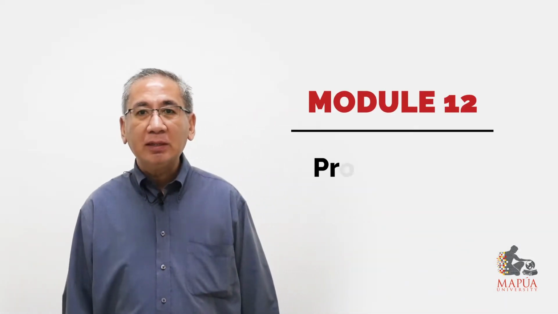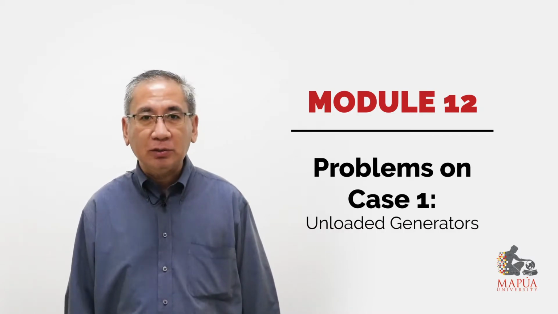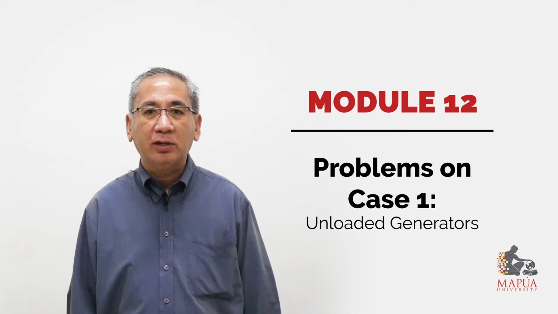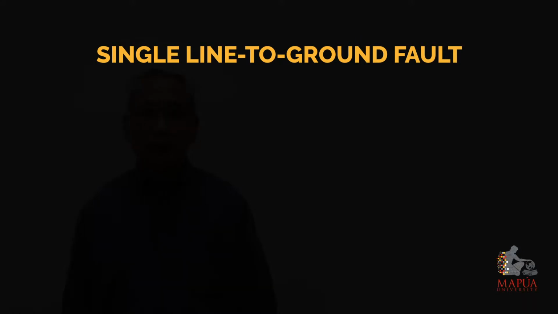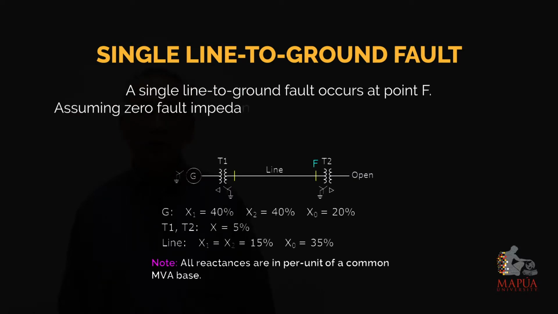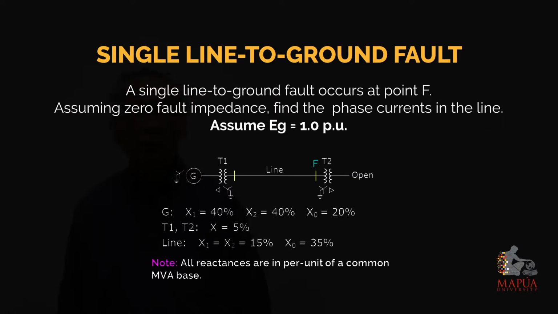Today we'll be discussing Module 12, Problems on Case 1, Unloaded Generators Considering the Single Line to Ground Fault. This is an example of a single line to ground fault wherein there is a fault at point F. In the diagram, we have one generator, two transformers, and a transmission line. The fault point is located at the end of the transmission line connected to transformer T2, on the Y-grounded side of the transformer T2. So a single line to ground fault occurs at point F.